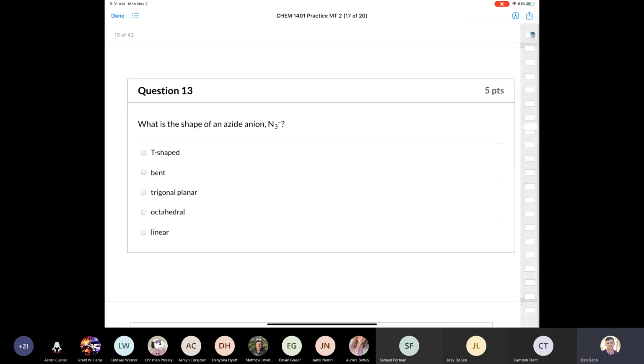Question number 13 asks us, what's the shape of the azide anion? What's the shape of an azide anion? First, we'll start by tallying up the total number of valence electrons. Nitrogen comes from group 5A. It has 5 valence electrons, and there's 3 nitrogens, so that's 5 times 3 is 15. I add 1 for the negative charge, right? Don't forget that it's an ion. And so I have 16 valence electrons.